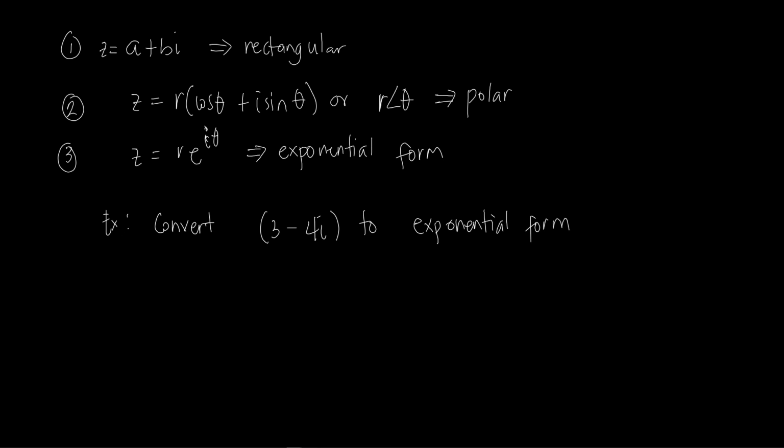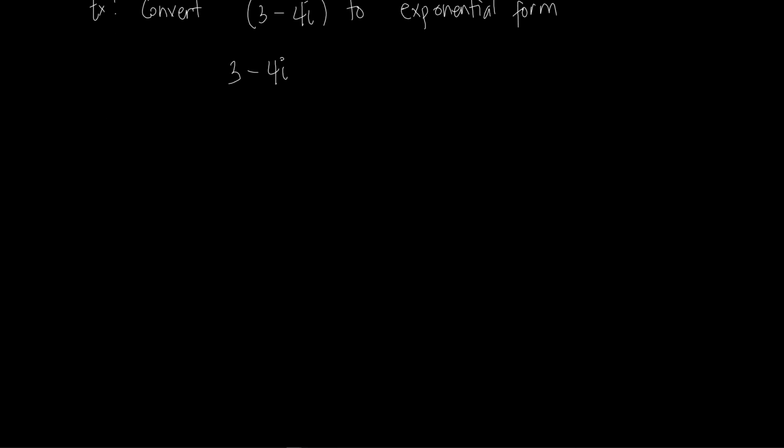We go through polar first. So we have 3 minus 4i. We convert it: the square root of 3 squared plus negative 4 squared, angle arctan of negative 4 over 3. That converts it into polar form.